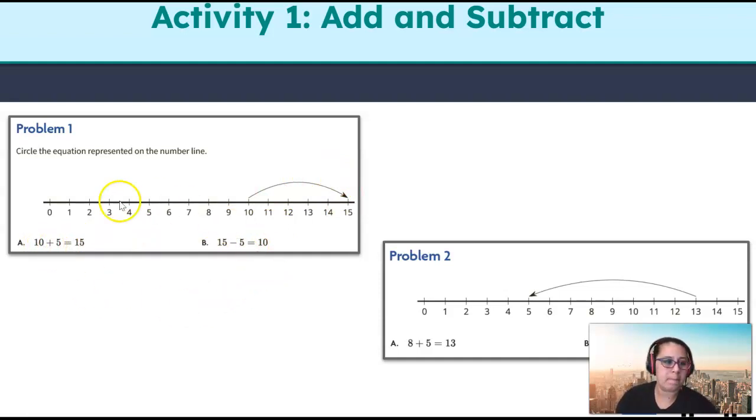Let's test it. Okay, so it's 10 plus 5 equals 15. Do we start at 10? Yes, we're starting at 10. How do we know? Because that's where it starts, right? The arrow is where it ends. So we're starting at 10. Let's add 5 more and see if we get 15. Ready? 1, 2, 3, 4, 5. Where did we end up? At 15. Good job, you guys.